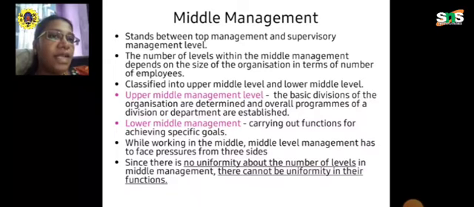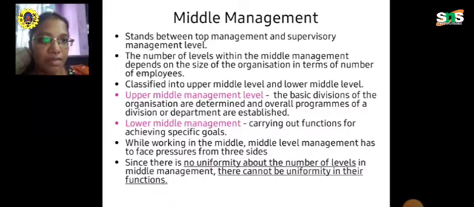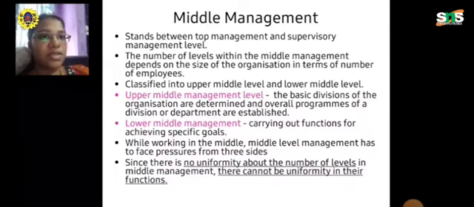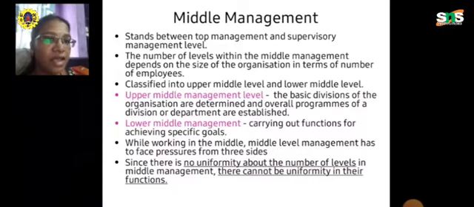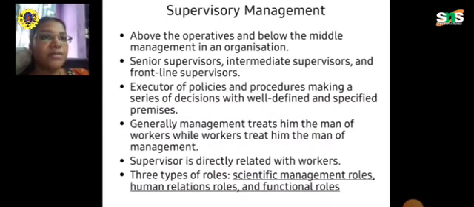In the upper middle, the basic divisions of the organization are determined and the overall programs of the division or department are established. Whereas in the lower middle, they carry out the functions of achieving the specific goals. While working, middle level management faces pressures from three sides, and since there is no uniformity about the number of levels in the middle level, there cannot be uniformity in their functions also.